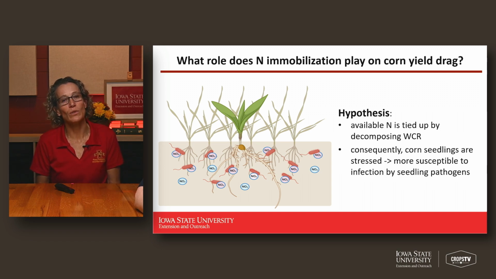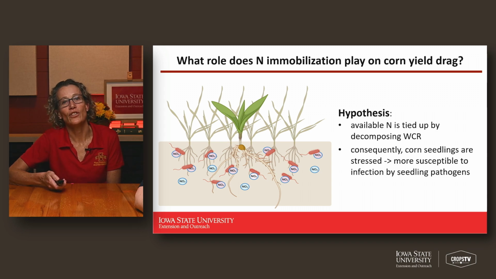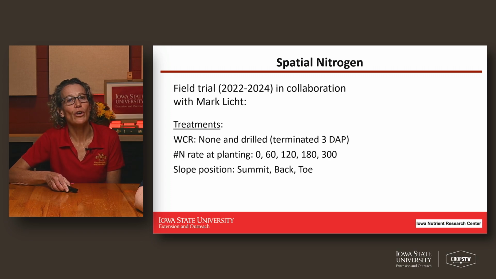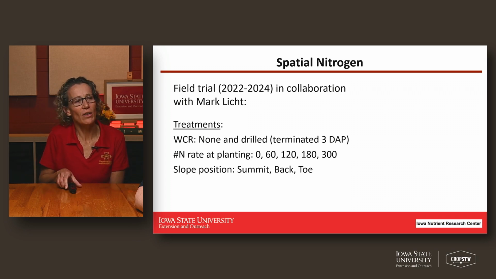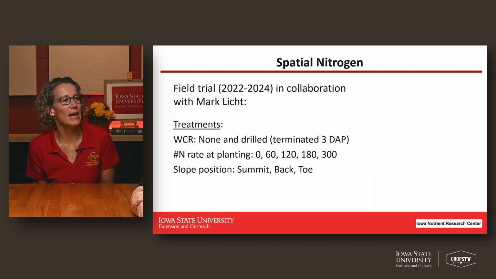And so as the organisms break that down in the soil, they need to use any available nitrate to help them break down that cereal rye biomass. And so there's no nitrogen then that's available to the corn seedlings. And so perhaps those corn seedlings are more stressed, and because they're more stressed, they're therefore more susceptible to infection by seedling pathogens. So this is kind of our hypothesis. And we've been working with Mark Licht's lab and trying to test this hypothesis. And I'm going to pass this to you, Rochelle, and ask you to explain what we've been doing there.